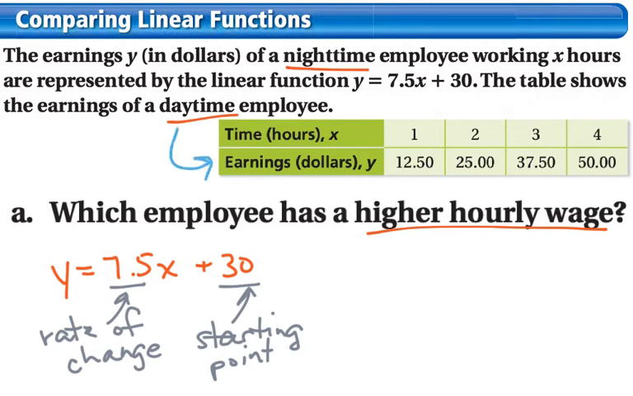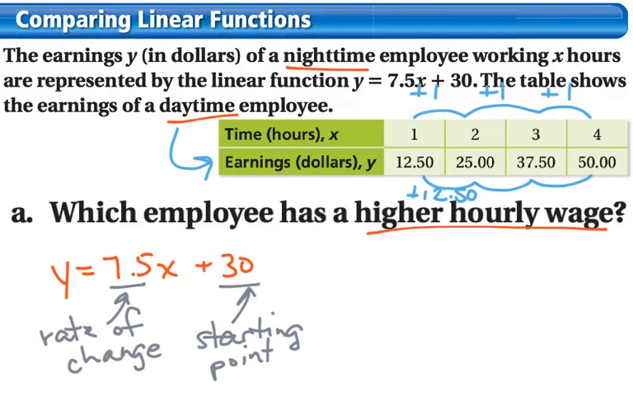And we see a couple things happening here. We've got some changes happening in the x values. Looks like the amount of time is going up by 1 hour each time. And then we've got some changes in our y values. It starts at $12.50 and then goes up to $25, then $37.50, then $50. So it appears to me that the y changes are going up by $12.50 each time.